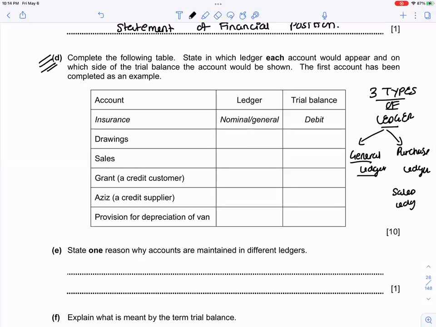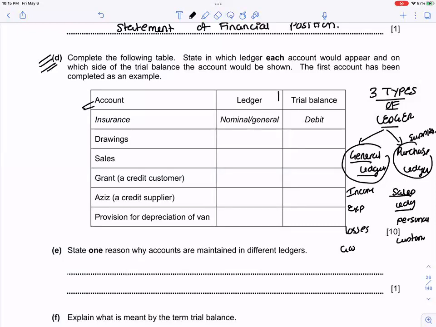Okay, what do you record in general ledger? Everything that's not related to sales or purchase. In general ledger, you record all accounts of income, expenses, losses, and gains. In sales ledger, you will write the personal account of your customers. In purchase ledger, personal account of your suppliers. Now fill in which ledger this would go.